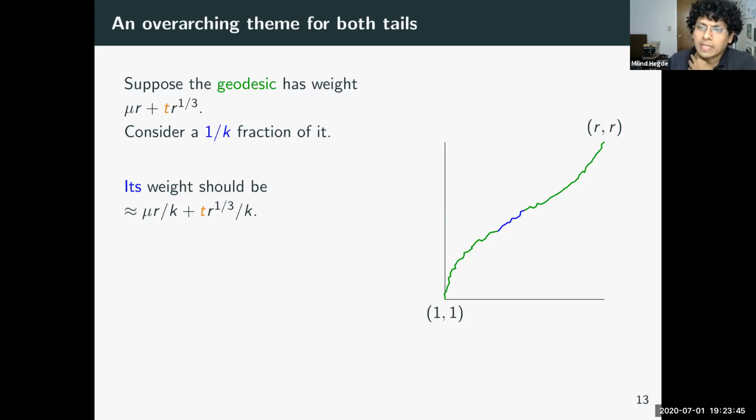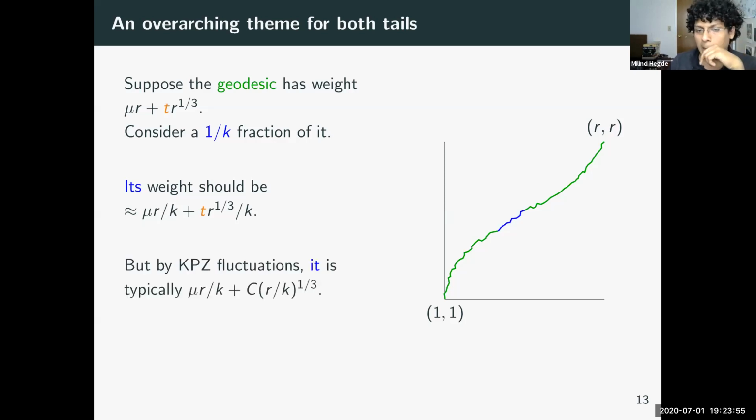On the other hand, the 1/k fraction should also obey KPZ fluctuations. So it should typically have fluctuations on scale r by k to the 1/3. So you would expect its weight, from that point of view, to be typically mu r over k plus some constant c times r over k to the 1/3.